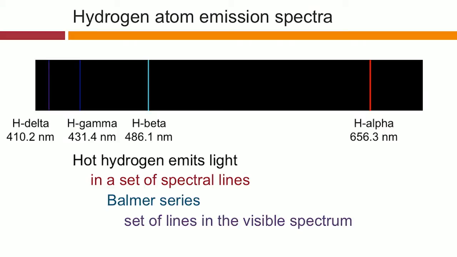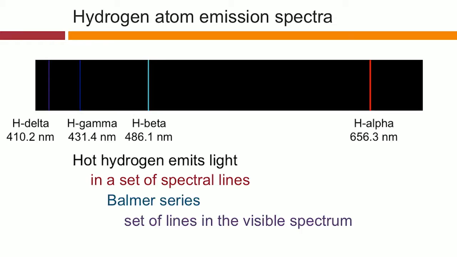When we heat up hydrogen, which is a gas under normal conditions, it emits light. But it does so only at a very specific set of wavelengths. These wavelengths extend from X-rays to the infrared. And we're showing in this picture here the lines that we can see in the visible part of the spectrum, and these form part of what is called the Balmer series.